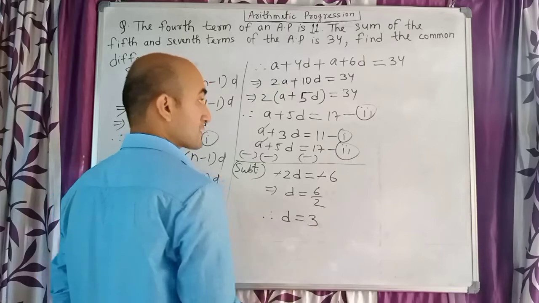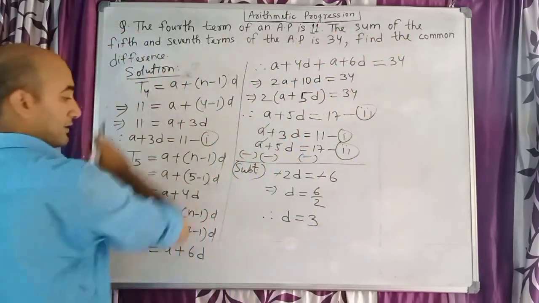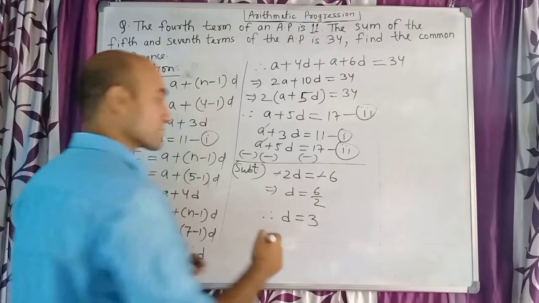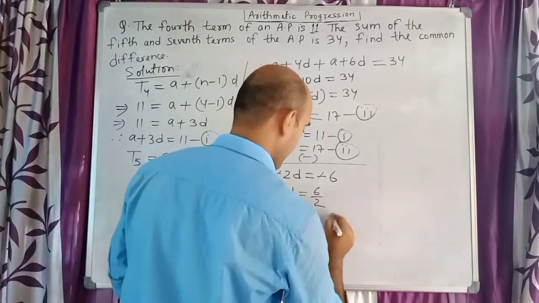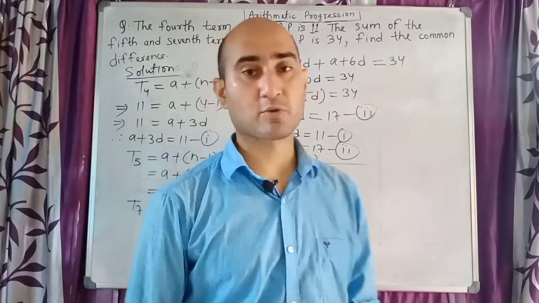So my D value is 3, and the question is find the common difference. My common difference is 3. This is my answer, children. So very easy and important question.